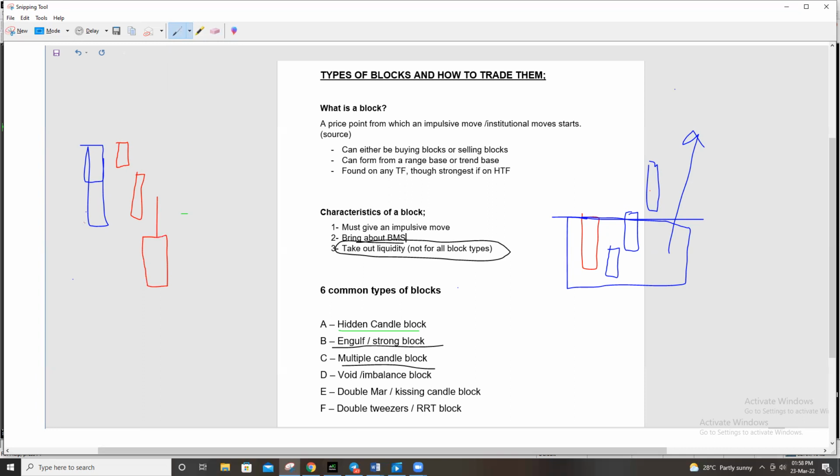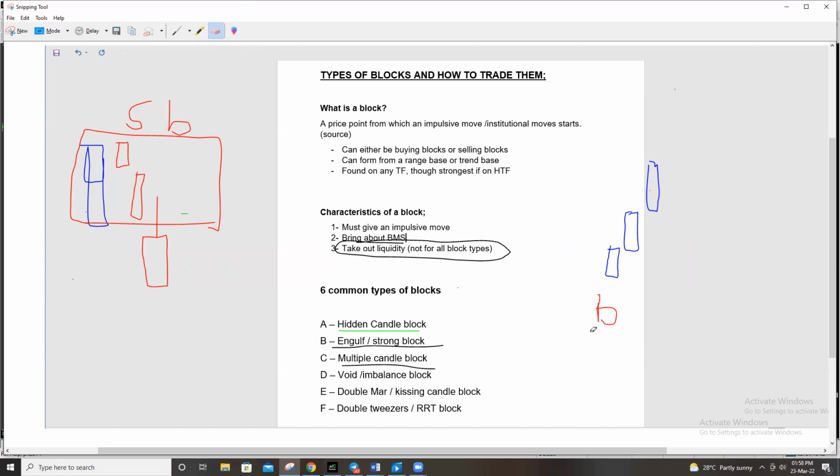So when you're marking your block, of course, doing that. So we have this as our selling block, and this is our buying block. So it basically, the multiple kind of block means it requires more than one candlestick to break the previous structure, or to give us break of market structure. Then we have the void.